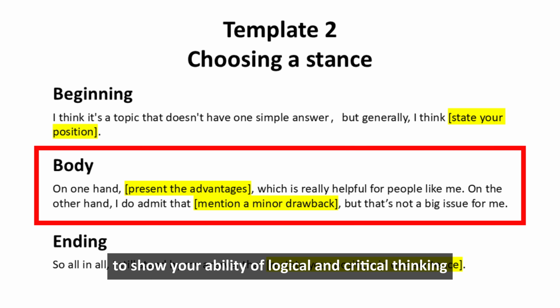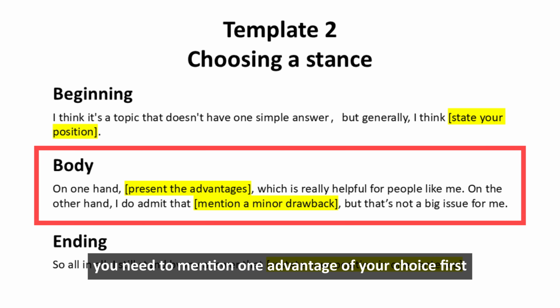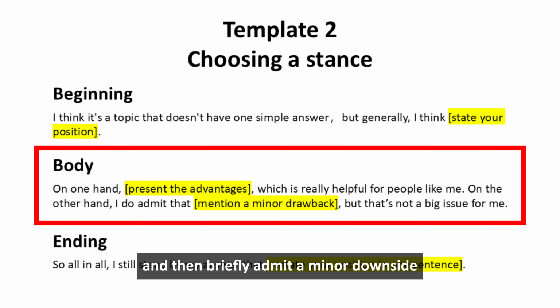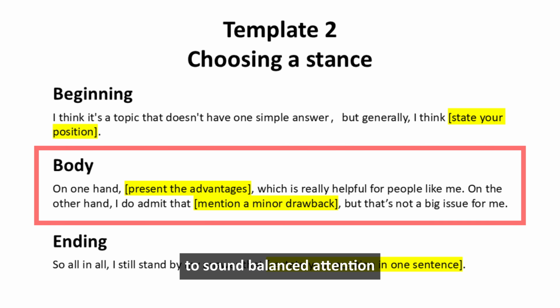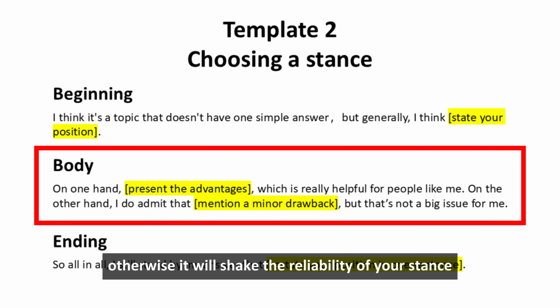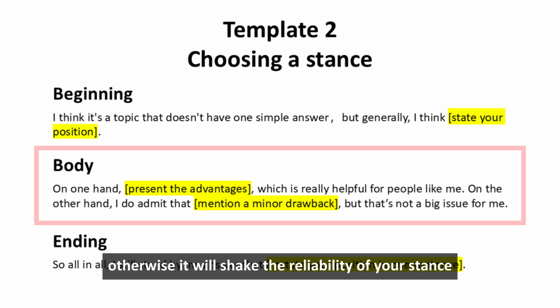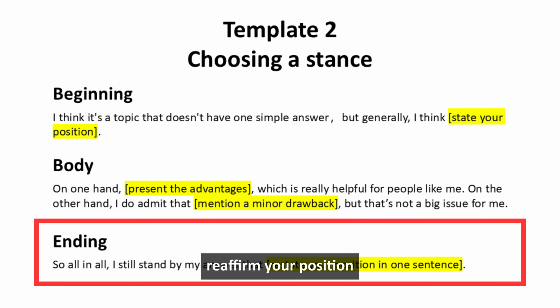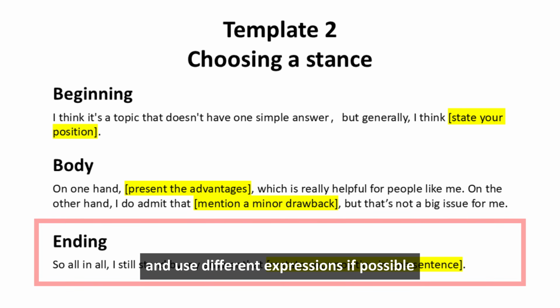To show your ability of logical and critical thinking, you need to mention one advantage of your choice first, and then briefly admit a minor downside to sound balanced. Attention. Make sure that the downside is minor enough. Otherwise, it will shake the reliability of your stance. Reaffirm your position and use different expressions if possible.